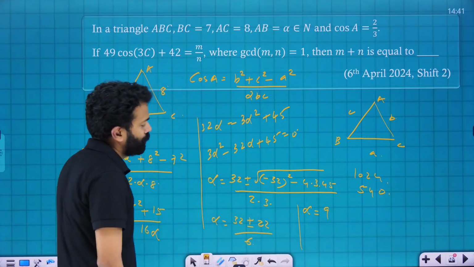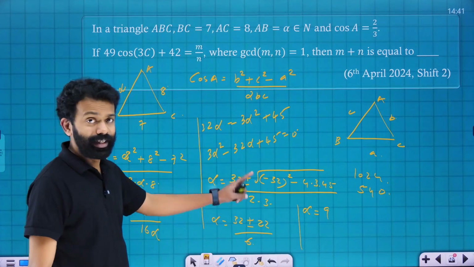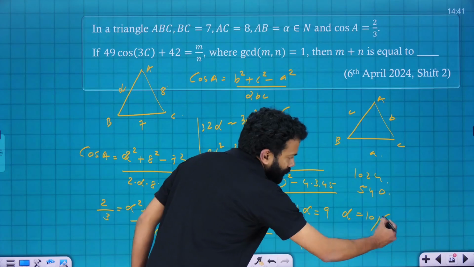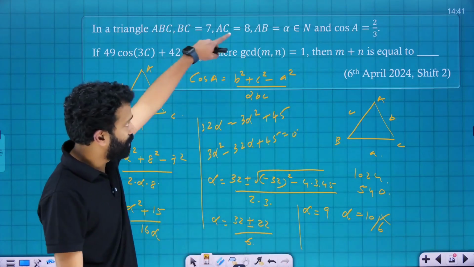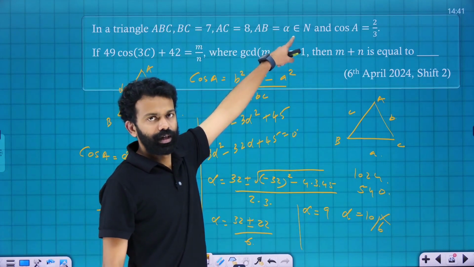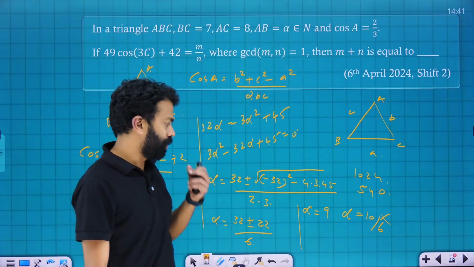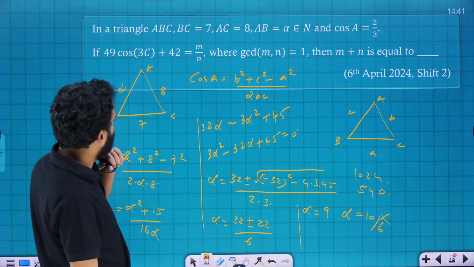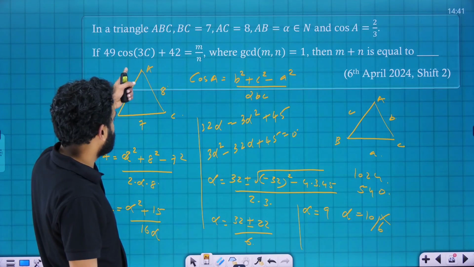9. And what will be the next value? 32 minus 22, that is 10. That is 10 by 6. That is alpha is equal to 10 by 6. You cannot take this value because they have specifically told that alpha is an element of what? Natural number. Therefore, you can stick with this value. So, what is the value of alpha? 9. So, from here, we need to solve this in terms of C.